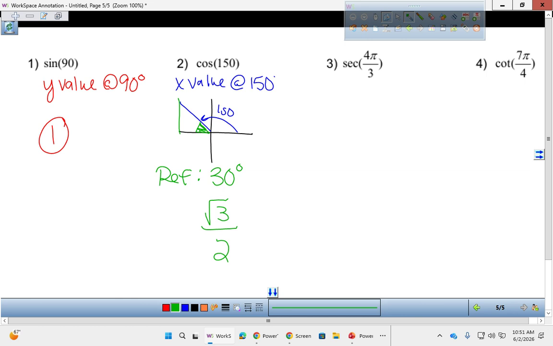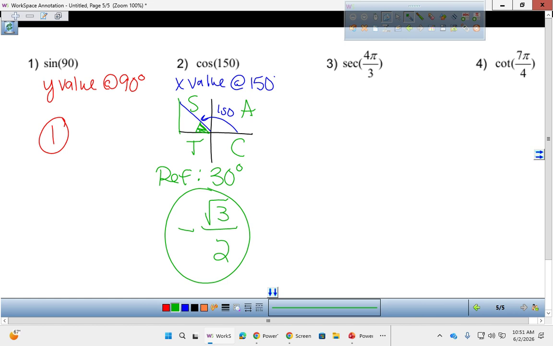However, I have to think about, now I'm in quadrant 2. What do I know about cosine in quadrant 2? All students take Calc. It's got to be negative, right? The x value is negative as we go to the left. So I have to add a negative to this. Cosine of 150 is negative root 3 over 2.